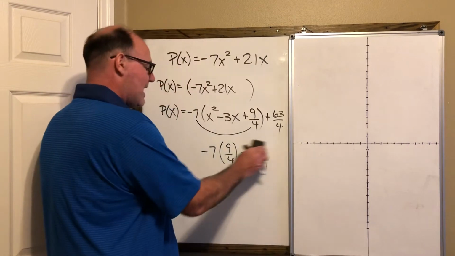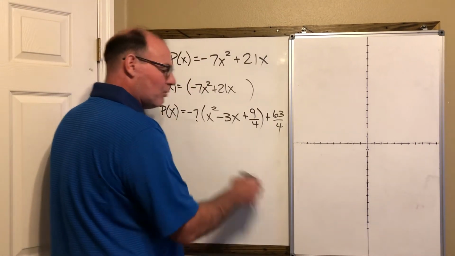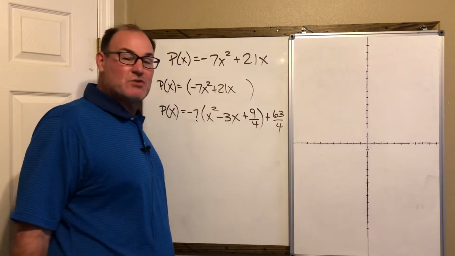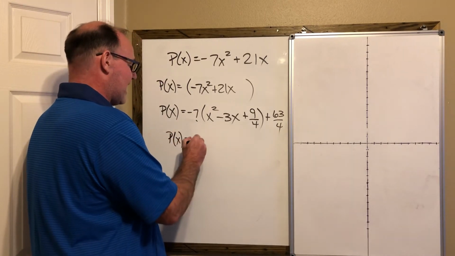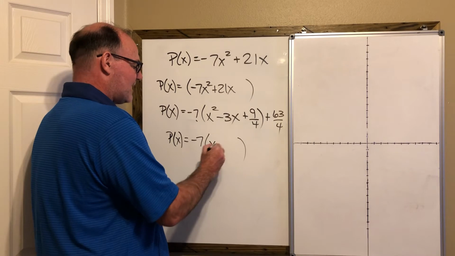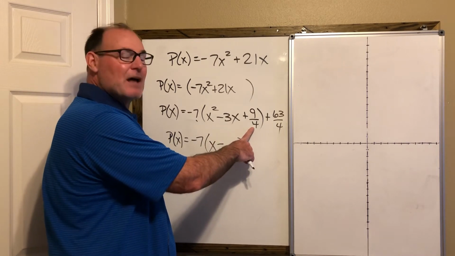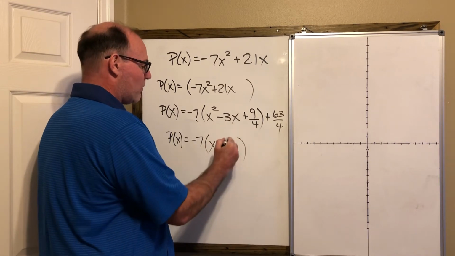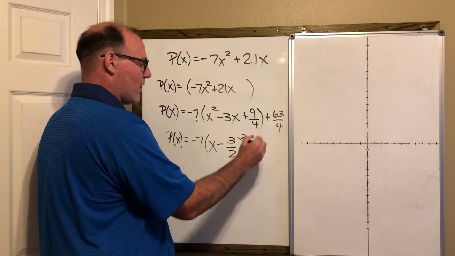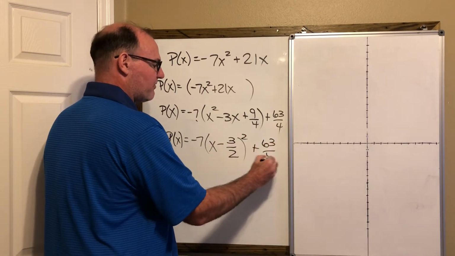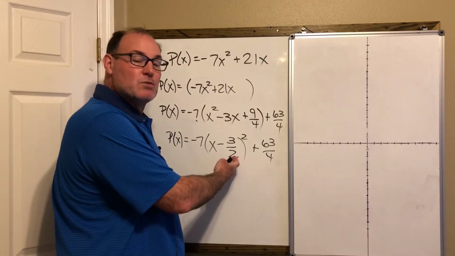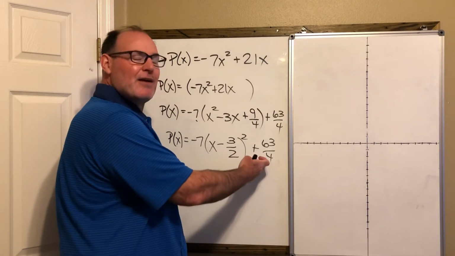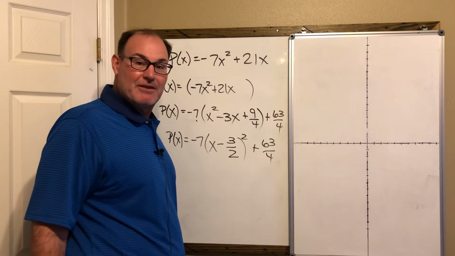So now let's go ahead and write this in our vertex form, which was the first of the tasks we were asked to do. So the vertex form is going to be -7. Then I've got x minus what times itself gave me 9/4. Well, that was 3/2 squared plus 63/4. So there's my vertex form. This, if you have a decimal, is 1.5. This, if you have a decimal, is 15.75.